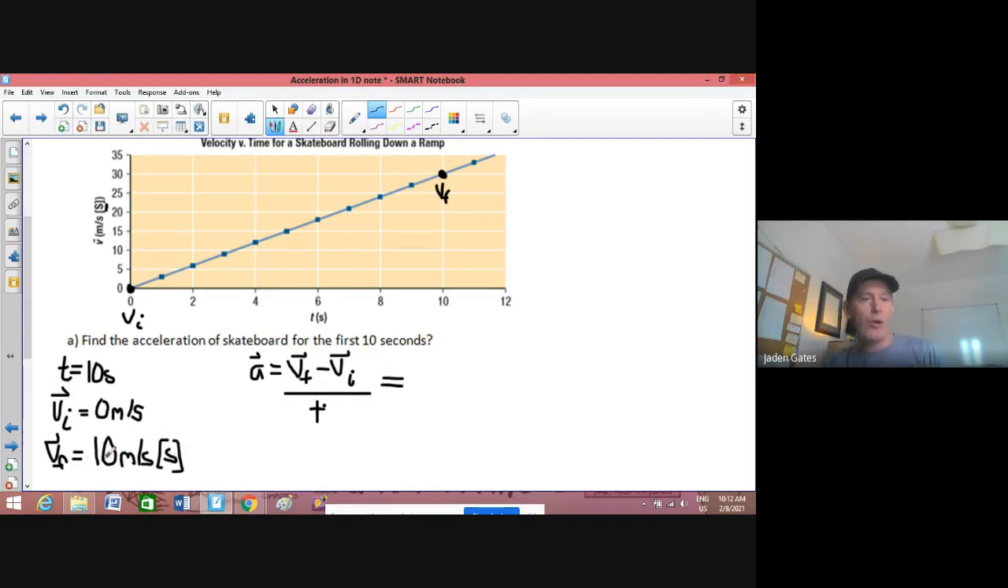Here's an example. The direction is south, right? And I've said that 99.9% of the time, south is going to be negative for me. So VF is going to be a negative 10 minus VI, which is 0, divided by my delta T, which happens to be 10 seconds. Up top, minus 10 minus 0 is a minus 10. And down below, I have 10.